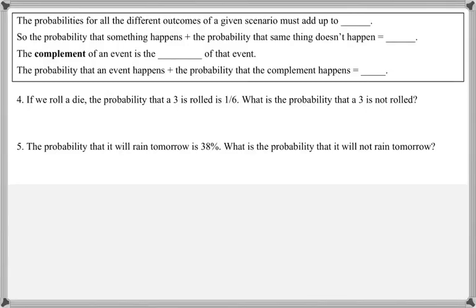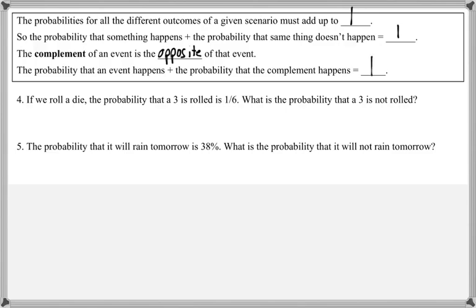The probabilities for all the different outcomes of a given scenario must add up to 1. So the probability that something happens plus the probability that same thing doesn't happen has to equal 1. The complement of an event is the opposite of that event. So the probability that an event happens plus the probability that the complement happens is equal to 1.